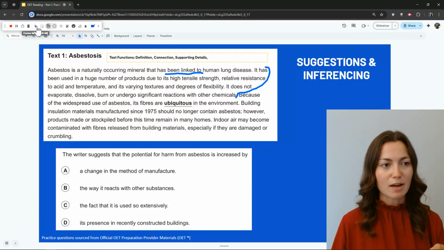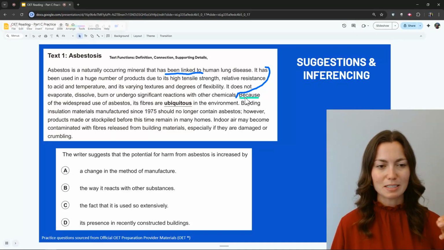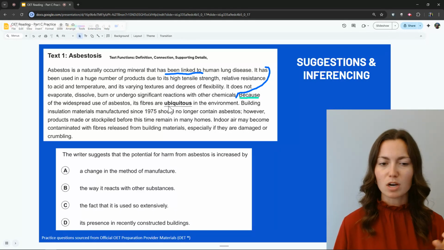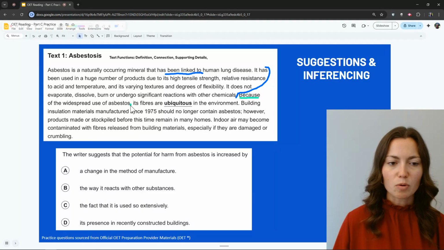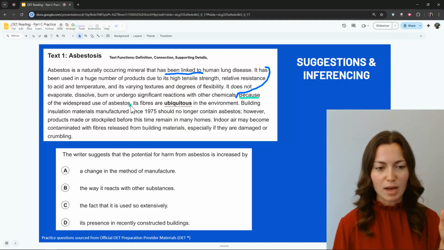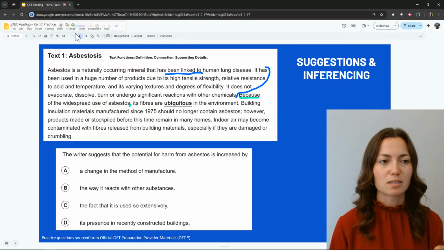Now, right after that, you'll notice the word because. So once we go through those next few sentences, because is one of those words to really pay attention to, because often it tells us what function the sentence is serving. Because of the widespread use of asbestos, its fibers are ubiquitous in the environment. We'll talk about ubiquitous in the next question, but for now, what are we seeing here? Well, we are seeing a cause with the word because and an effect or result. Its fibers are ubiquitous in the environment.